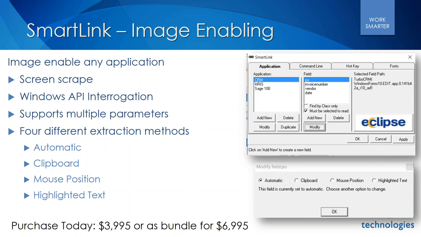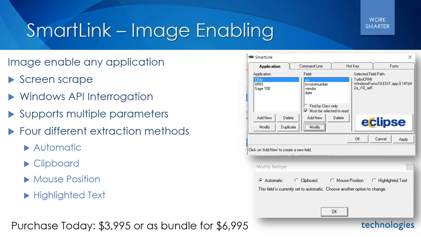So in those cases, we also look at what we'll call Windows API, which allows us to actually look at the physical component object, like a text box within Great Plains or another line of business CRM system. If we can grab it through screen scraping, we're going to do that. Otherwise, we look at a Windows API interrogation. It's all automatic, meaning it doesn't require you to do any programming.